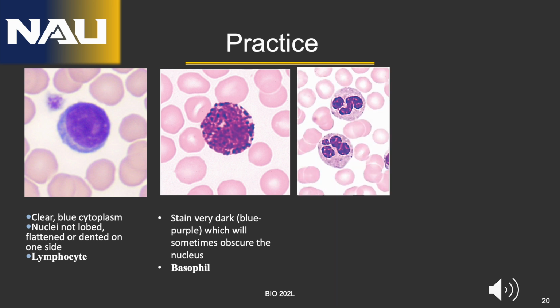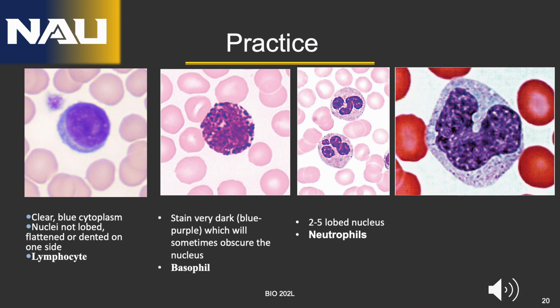How about this image? These two cells are neutrophils. How can you guess? Well, there's multiple lobes. How about this image? This is a monocyte. There is a large kidney bean-shaped or horseshoe-shaped nucleus there. So that's a monocyte.